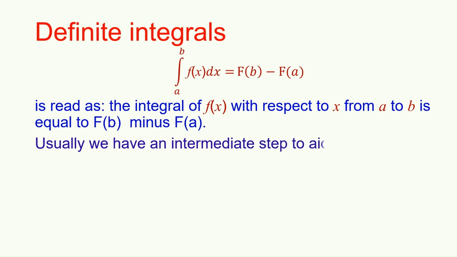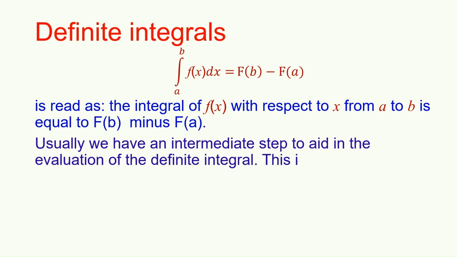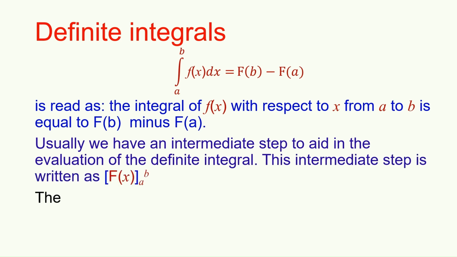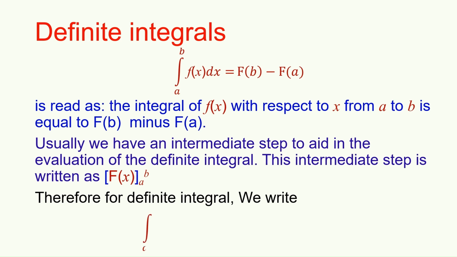Usually, we have an intermediate step to aid in the evaluation of the definite integral. This intermediate step is written as F(x) with subscript a and superscript b. Therefore, for a definite integral, we write the integral of f(x) with respect to x from a to b is equal to F(b) minus F(a).